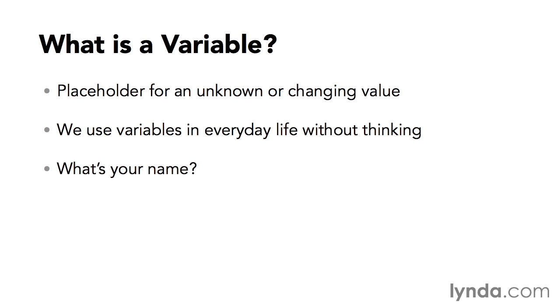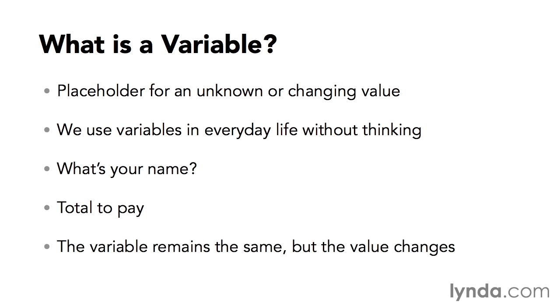When you go to the checkout in an online store, it tells you the total to pay for goods and delivery. It's a different value each time, but it's always called total. So that's essentially what a variable is. The name of the variable always remains the same, but it can represent different values depending on the circumstances.